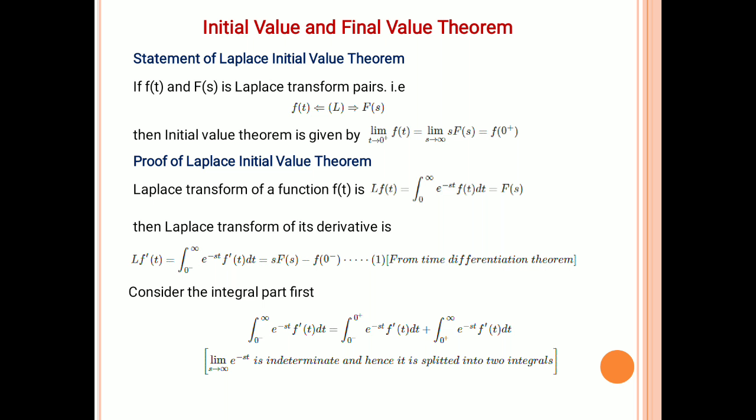Now, we apply the Laplace transform of its derivative. Now, L[f'(t)] = integral from 0- to infinity of e^(-st) f'(t) dt, which equals sF(s) - f(0-). Consider the integral first part. Now, integral from 0 to infinity of e^(-st) f'(t) dt. So, here we split it into two integrals. First is from 0- to 0+ of e^(-st) f'(t) dt plus the integral from 0+ to infinity of e^(-st) f'(t) dt.